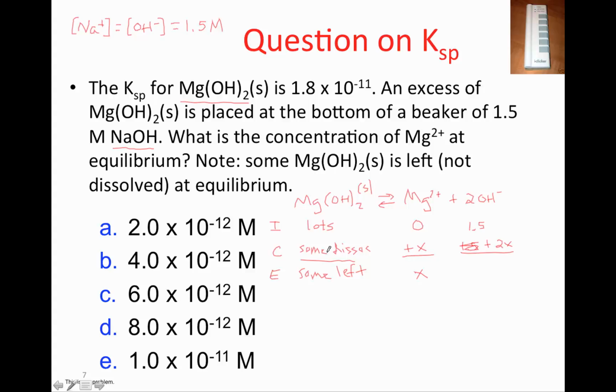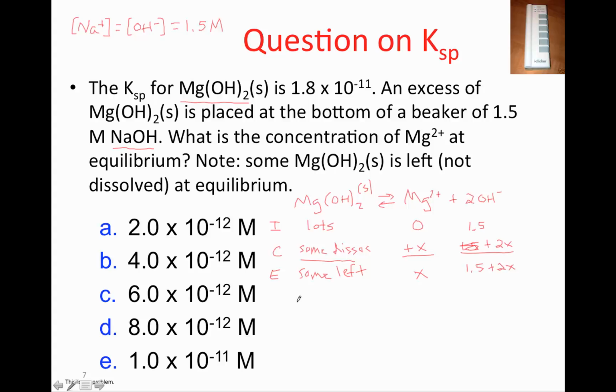Okay, so my change, I apologize, I had added everything together. My change was, let's see, some of this dissociated, some of it's lost. I get an amount plus x here, an amount plus 2x here. And then now we come to the final sum, 1.5 plus 2x. I apologize if that freaked anybody out. But yes, an amount x is formed by this dissociation, and an amount 2x here is created.